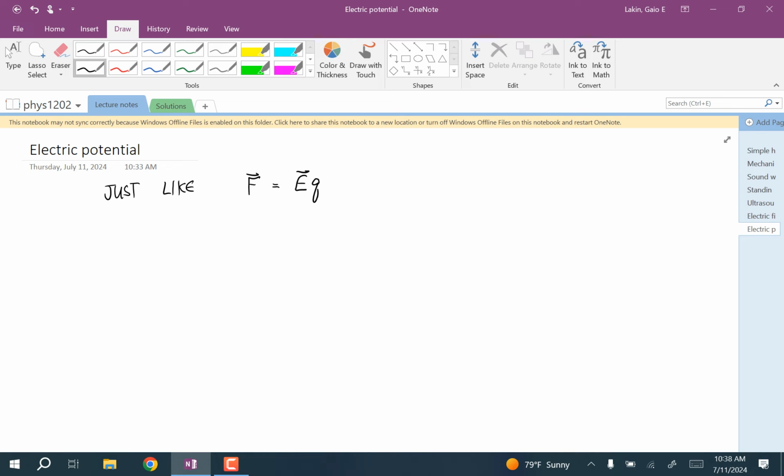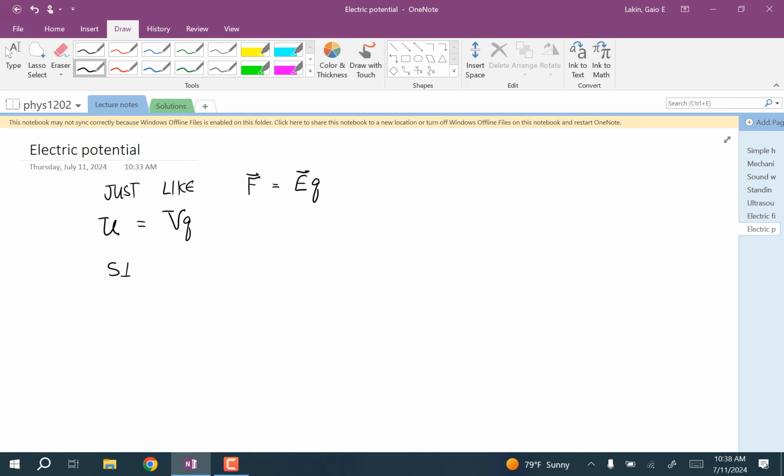We also have a relationship between potential energy and electric potential. So the potential energy, U, is equal to the electric potential times the charge of the particle. Notice that those two formulas look exactly the same. The electric field vector, which we've already discussed, is related to force in that way, and the electric potential, which we're discussing now, is related to potential energy in that way.